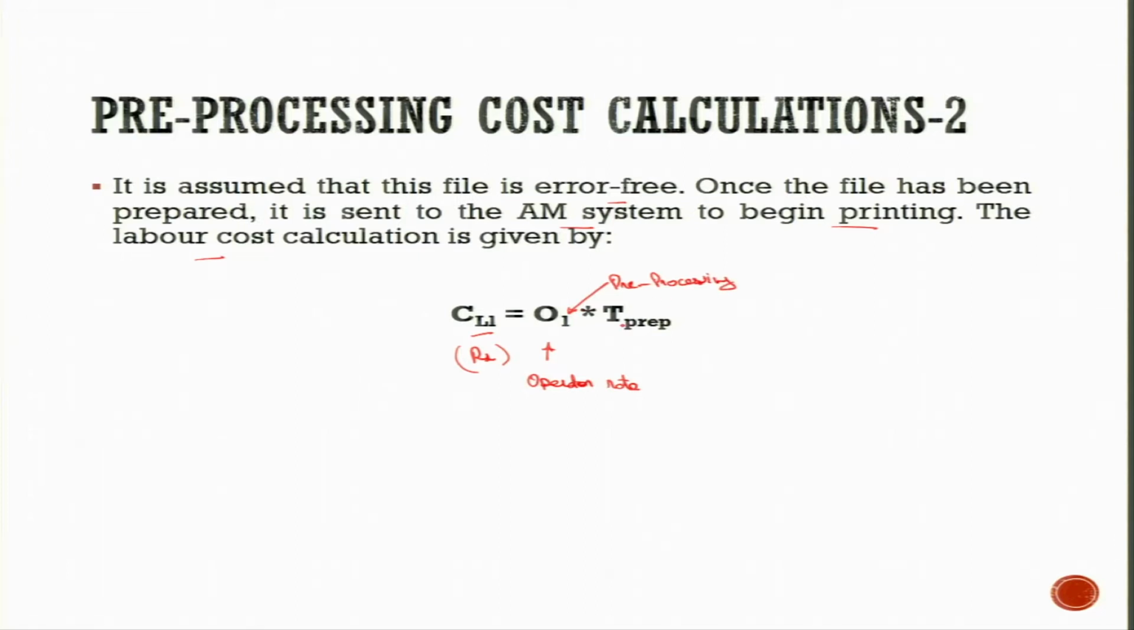Operator cost rate, the cost rate would obviously be in rupees per hour, and T prep is the time for the preparation. So, this is the time taken for the pre-processing. Again, the cost will turn into rupees per hour into number of hours, which gives me the cost of the labor for the pre-processing.